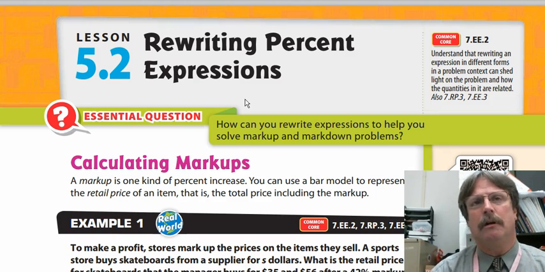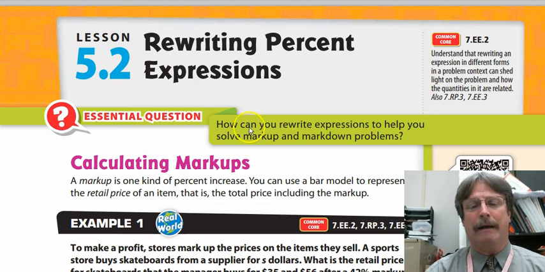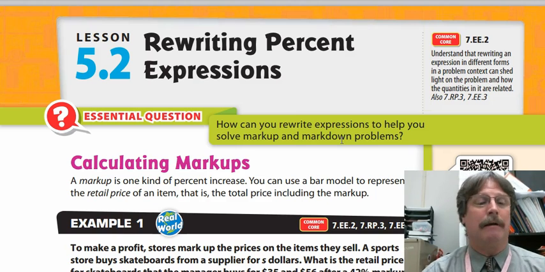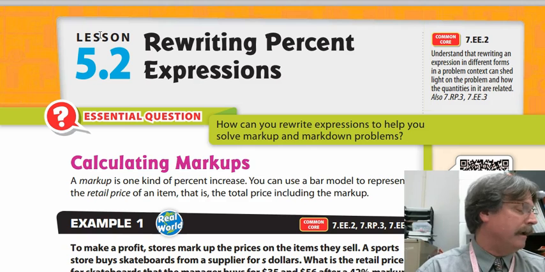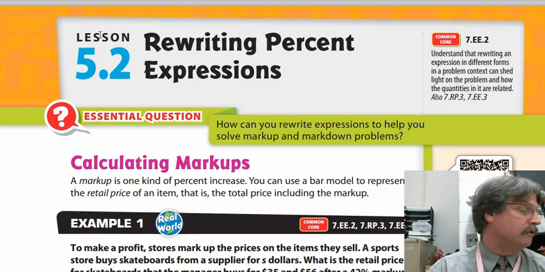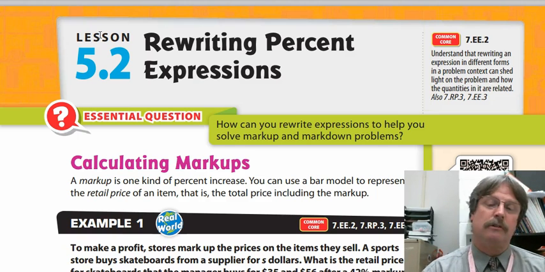If you remember, I talked about in the Module 5 background, I gave the general information about markup and markdown problems. So if you haven't reviewed that yet, you probably should go ahead and do that right now. In this lesson, we're going to talk about how a percent can be written as a decimal or as a fraction. Depending on the problem, one of the two forms may provide a more efficient solution than the other.